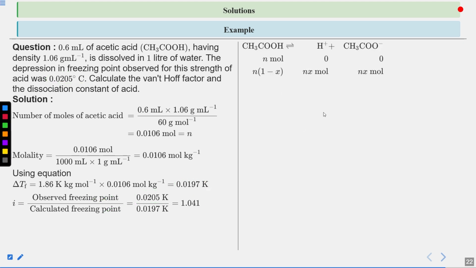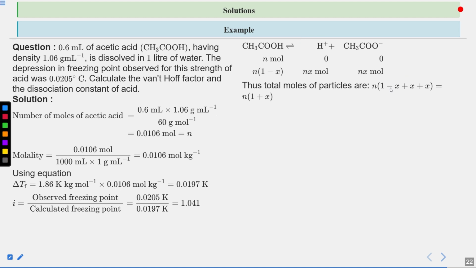Once we got our i, we can easily calculate the dissociation constant. So how we'll do it? Initially we have n moles of acetic acid, and H plus and acetate are 0. But after dissociation, suppose x is the degree of dissociation, then it will be n into 1 minus x of acetic acid, and it will result in nx moles of H plus and nx moles of acetate. Now x can never be negative.